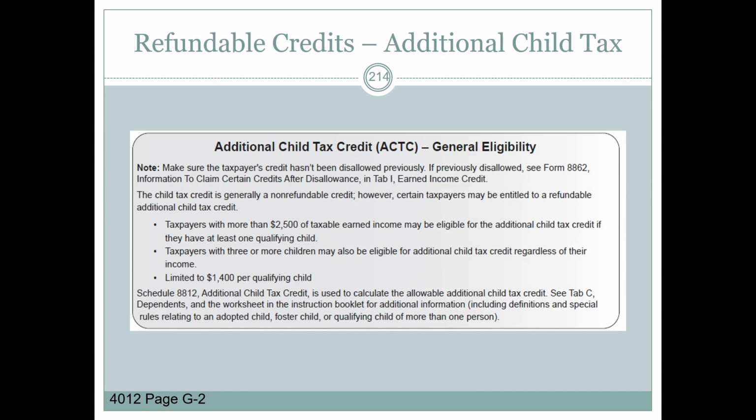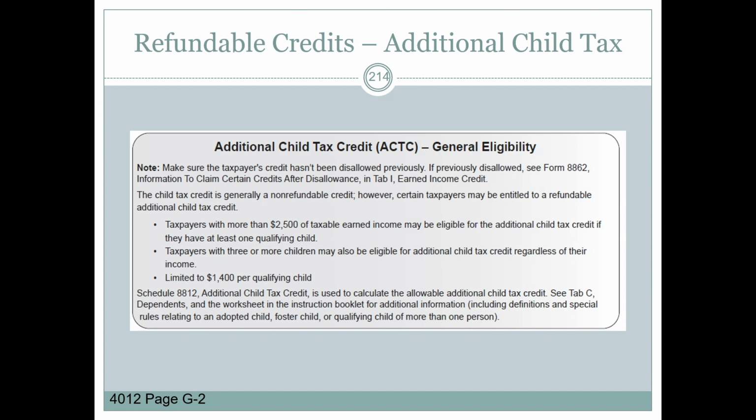What is the additional child tax credit, and what are the general eligibility requirements? Note, make sure the taxpayer's credit hasn't been disallowed previously. If previously disallowed, then Form 8862 has to be completed. And we'll talk about that a little later in tab 1 under the earned income credit. And remember, I indicated earlier that part 5 of the intake form would include whether this credit has been disallowed or not.